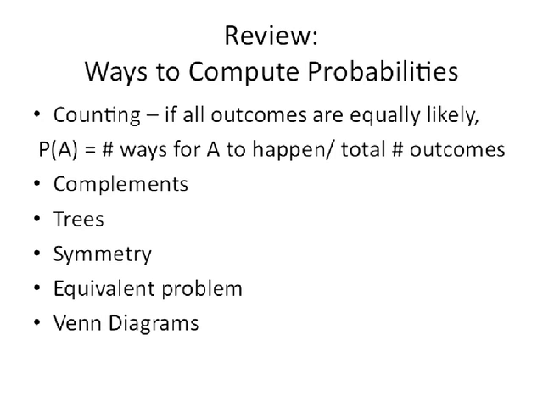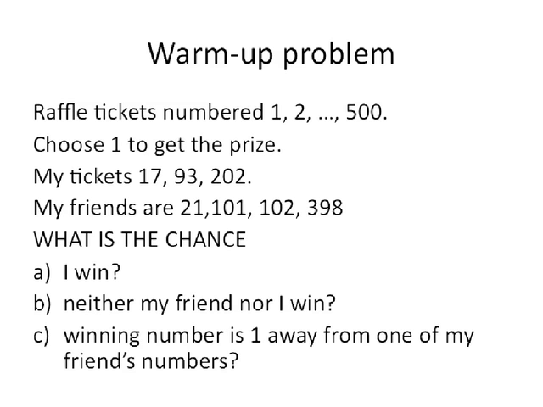All right, so the first one's a very slow warm-up. There are raffle tickets that are numbered 1, 2, 3, 4, all the way up to 500. So there are 500 raffle tickets for a prize. You put them all in a hat or a box or whatever, and you mix them up really well. And one number is drawn out, and whoever's holding the ticket that corresponds to that number wins the prize. So I'm holding 3 tickets, numbered 17, 93, and 202. My friend is holding 4 tickets, numbers 21, 101, 102, and 398.